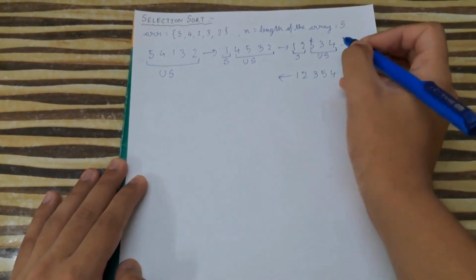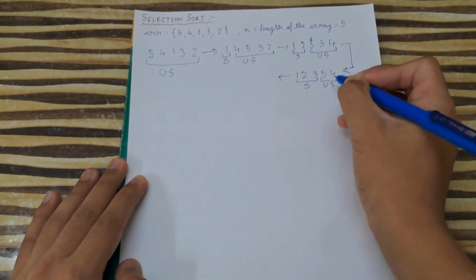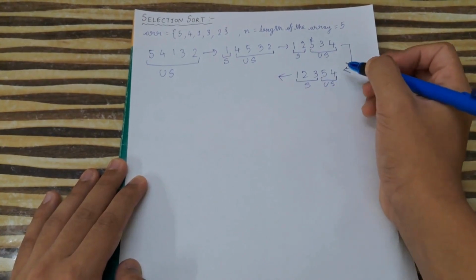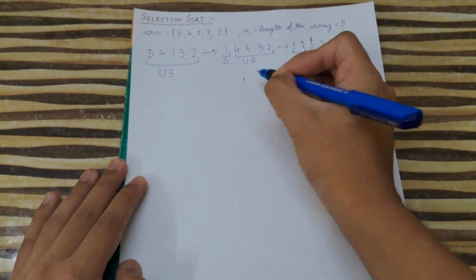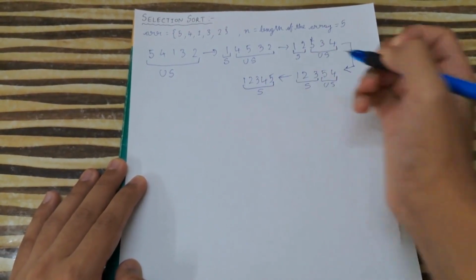Similarly, now this is the sorted part and this is the unsorted part. This unsorted part will now be checked, and as you can see 4 is less than 5, so 4 will be swapped with 5, and the new array we will get is 1, 2, 3, 4, 5. That is the complete sorted array.